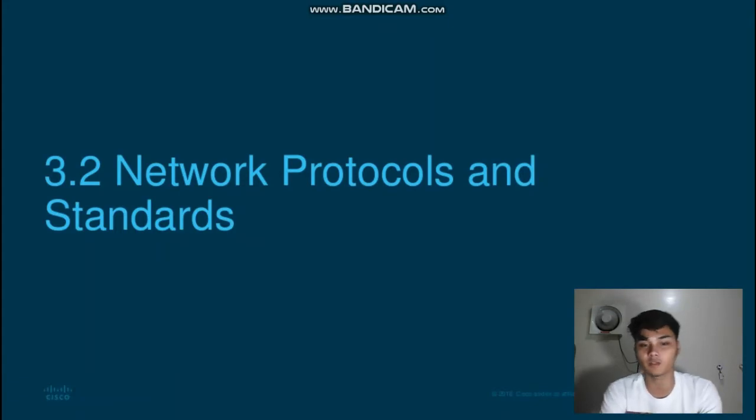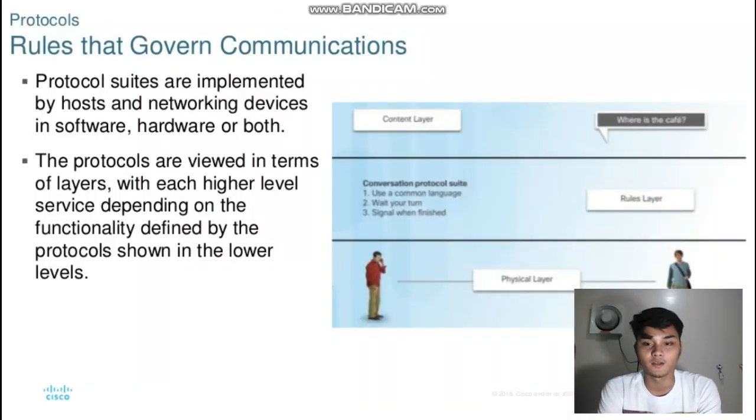Now network protocols and standards, the rules that govern communication. Protocol suites are implemented by hosts and networking devices in software, hardware, or both. Protocols are viewed in terms of layers, with each higher-level service depending on the functionality defined by the protocols shown in the lower levels. As you can see, we have a figure here.